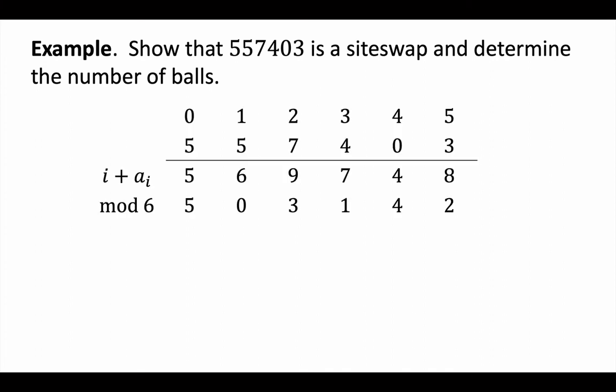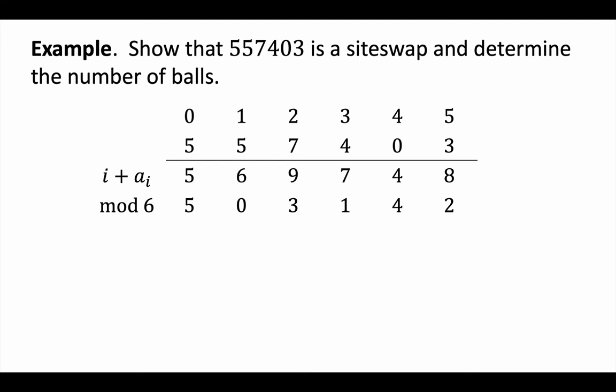To show it's a siteswap, we look at the landing times, which are 5, 6, 9, 7, 4, 8, and I'm going to go for the cutthroat method. Just look at the remainders when we divide each of these by the period, which is 6. The remainders are 5, 0, 3, 1, 4, 2. Because they're all different, we can celebrate it's a siteswap.